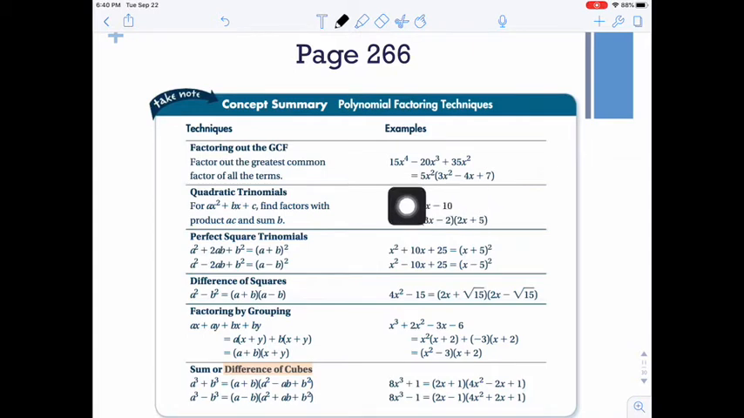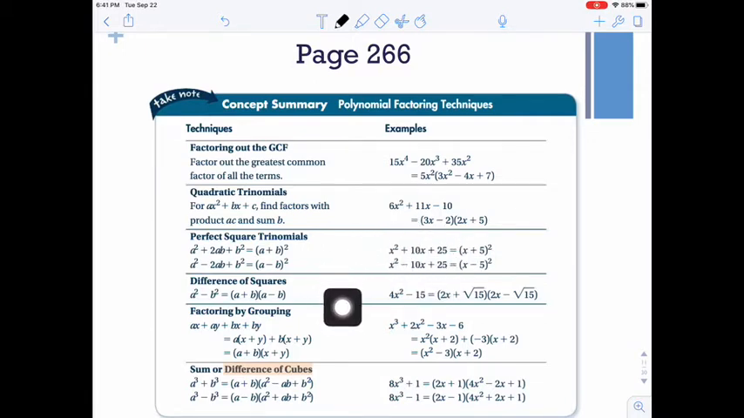the parentheses. Quadratic trinomials, you factor ax squared plus bx plus c, so let's find the factors of the product ac and sum b. That's the x box, so this is done using the x box. Perfect square trinomials are the shortcuts we learned, but you are welcome to use the x box. The x box would work on both of these.